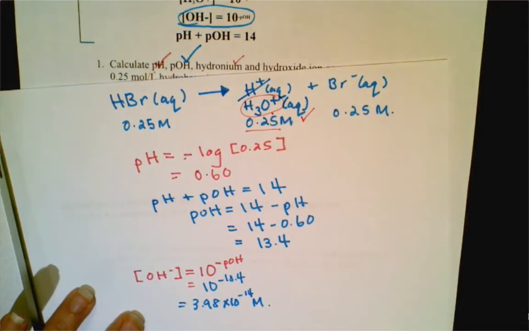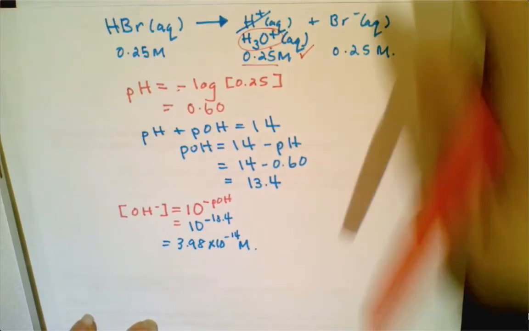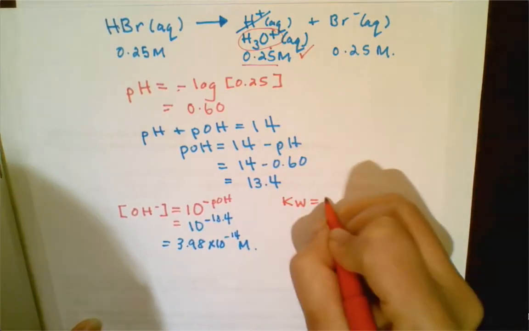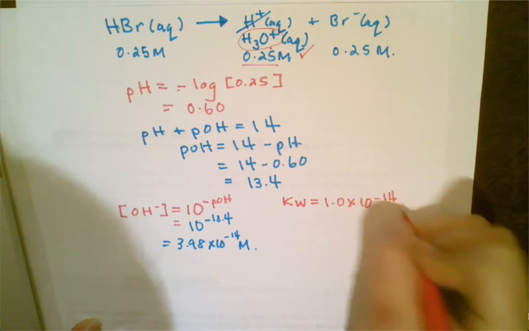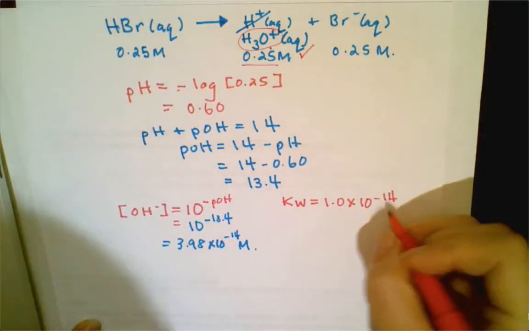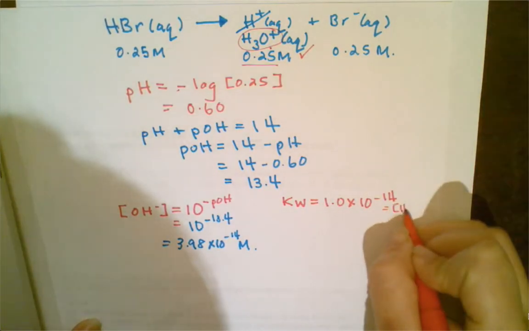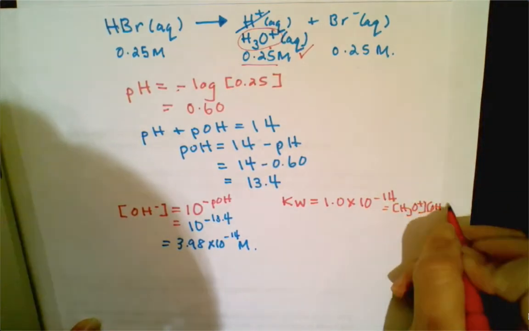The other way that I could have gone about solving for the hydroxide ion concentration would be to use that autoionization constant relationship. So we know that the autoionization constant for water is 1.0 times 10 to the negative 14. And we know that this is equal to the hydronium ion concentration multiplied by the hydroxide ion concentration.